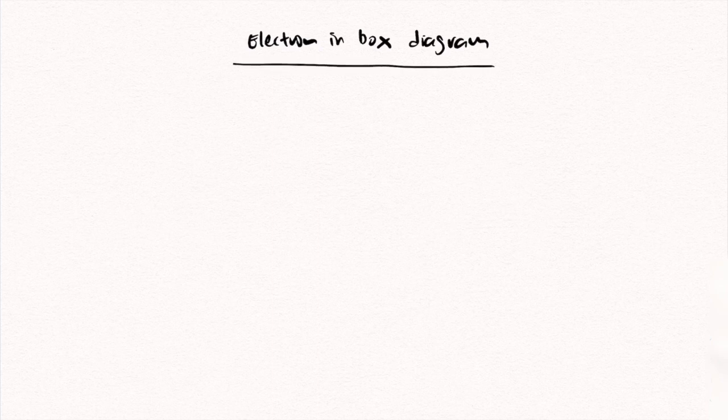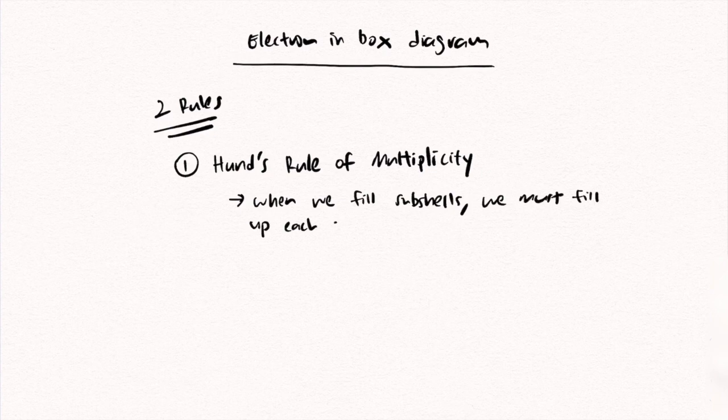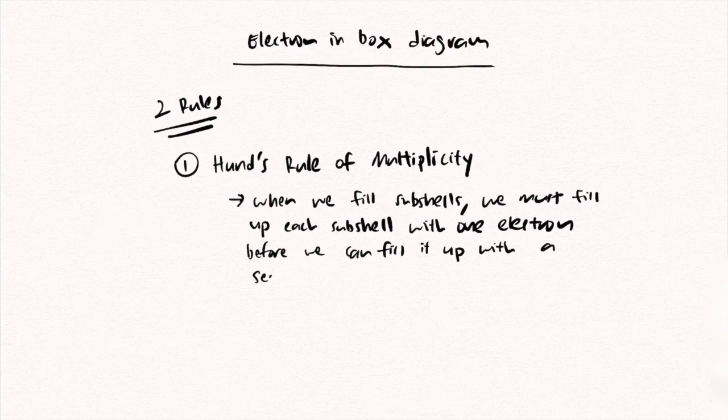Now that we know how to write down the electron configuration for atoms, I will be going through how we can draw the electron-in-box diagram. There are 2 rules that we need to know for this. Firstly, Hund's rule of multiplicity. This rule states that when we fill subshells, we must fill up each orbital with 1 electron before we can fill it up with the second electron.